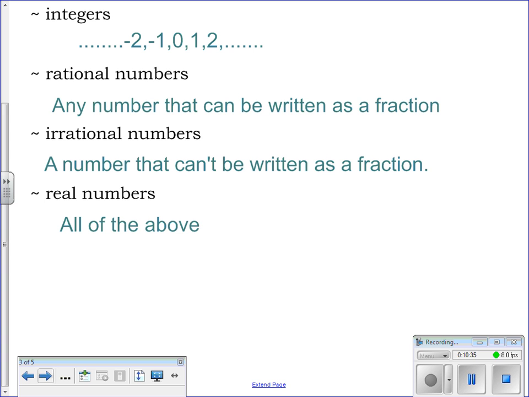And then you have real numbers, which are all of the above. Are there numbers that aren't real? Yes, there are. They are imaginary numbers. And we will deal with those in second semester. Okay. Questions?